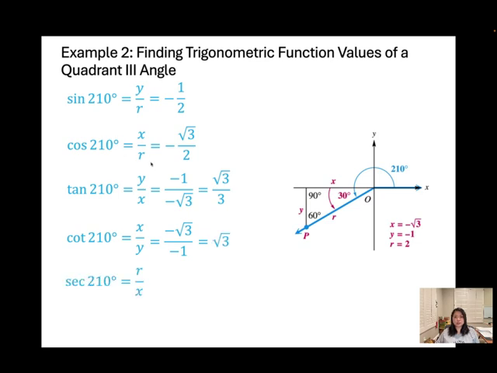Secant will be the reciprocal of cosine. So that will be 2 over negative square root of 3. And then rationalize, you're going to get negative 2 square root 3 over 3. Last one, cosecant is going to be the reciprocal of sine, so that will be equal to negative 2.